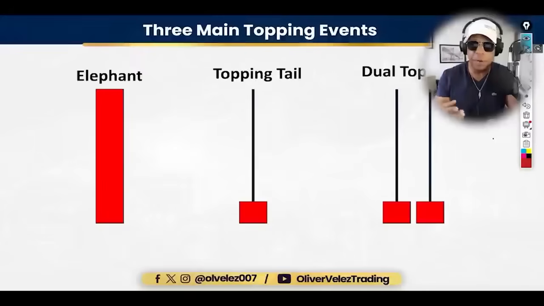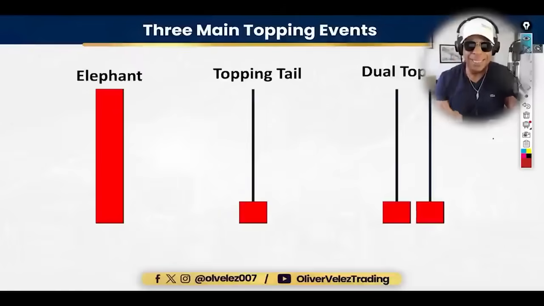So a bare elephant bar is nothing more than an elongated, powerful red bar down. Boom. Think of if a bar could make a sound, it would make a boom like that. Not boom, boom. No, a bar that makes a heavy, powerful sound. Boom. All right. That's an elephant bar.